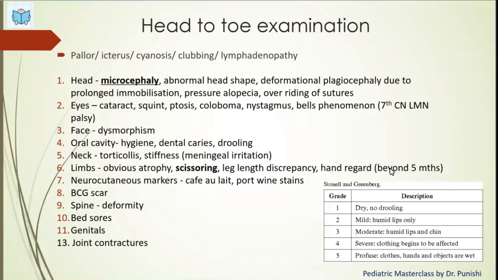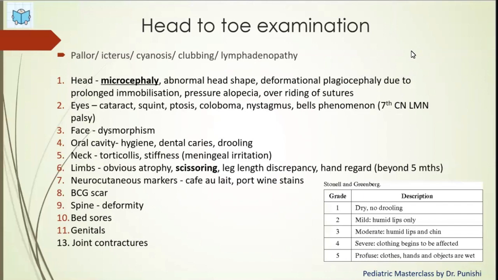Now, hand regard. So what is hand regard? If you put a child in the supine position, say on the bed, at around 3 to 5 months of age, they get their hands in front of their eyes, and it's like they're looking at their hands and understanding that this is a part of my body. That usually disappears by about 5 to 6 months. If it persists, that again is an early sign of cerebral palsy.